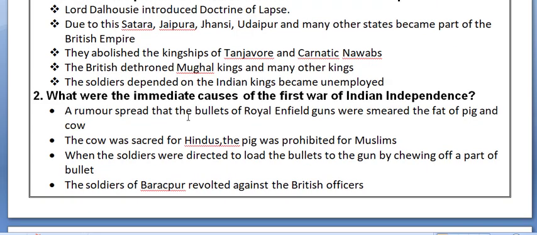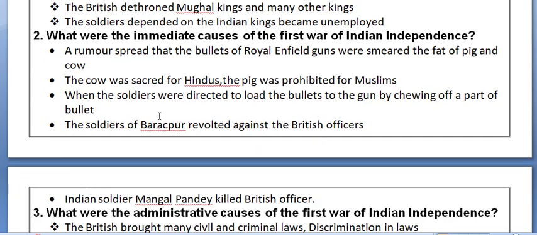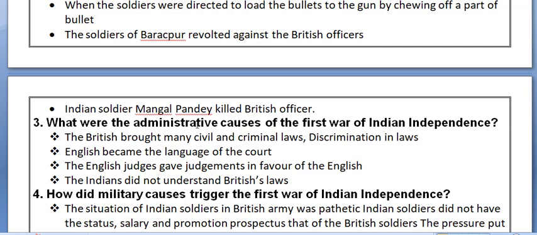Next question. What were the immediate causes for the First War of Indian Independence? A rumor spread that the bullets of Royal Enfield guns were smeared with the fat of pig and cow. The cow is sacred for Hindus and the pig was prohibited for Muslims. When the soldiers were directed to load the bullets of the gun by chewing off a part of the cartridge, the soldiers of Barrackpore revolted against the British officers. Indian soldier Mangal Pandey killed a British officer.